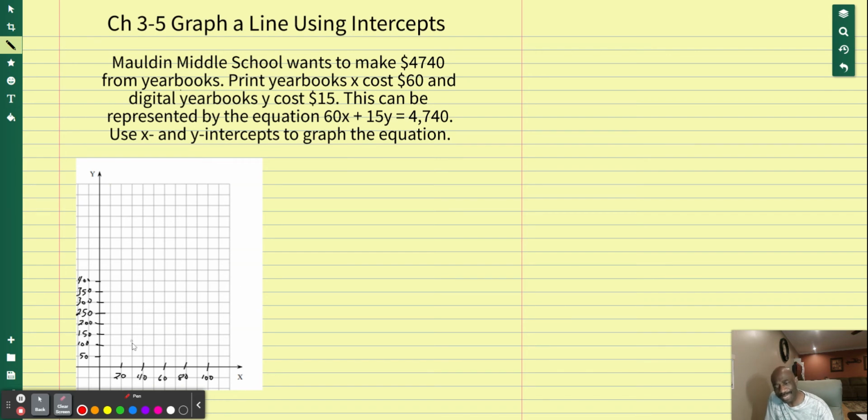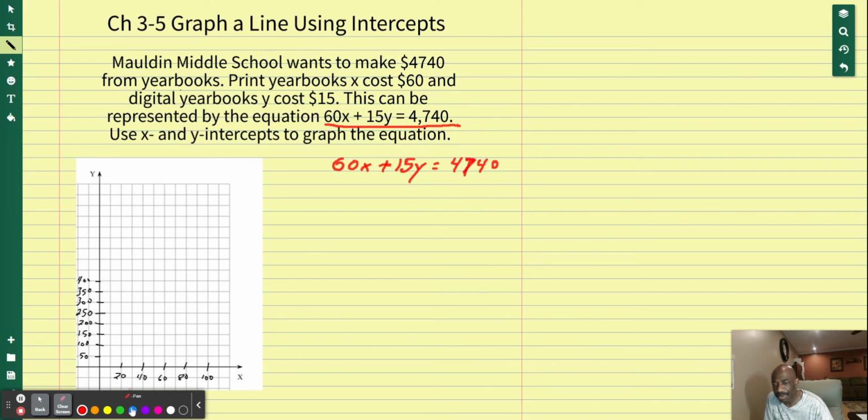All right. The main thing here is that they gave us the equation. That's mainly what we need. All right. We need the equation. So let's look at this. This right here is the equation we need. So let's write that here. 60x plus 15y equals 4740.